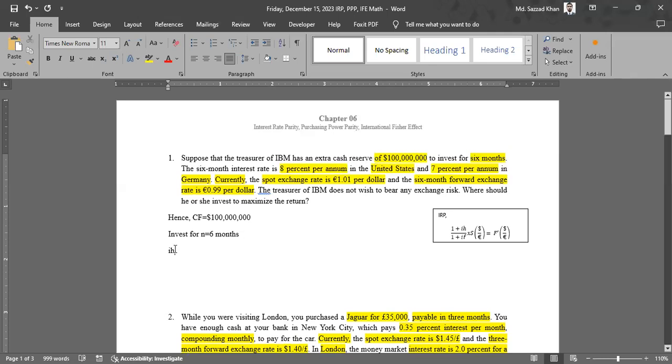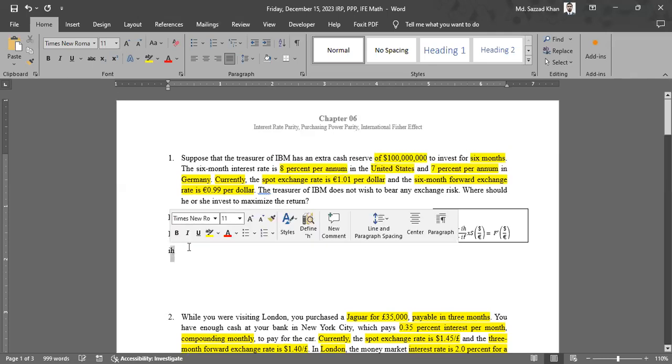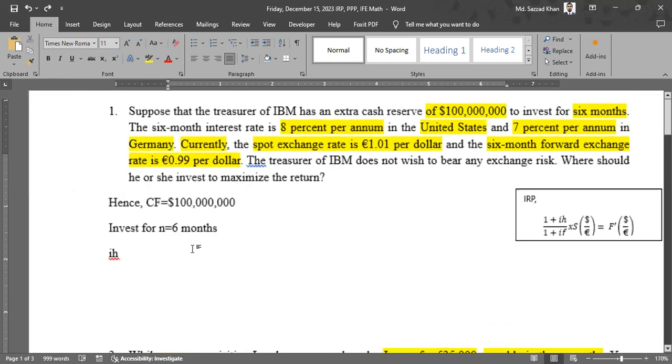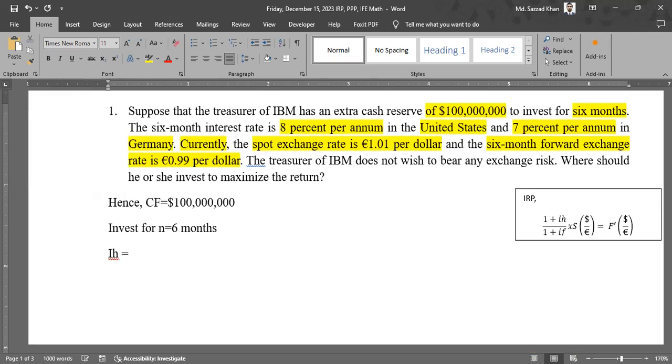IH. Put it as a subscript. Okay, not now. IH is 8%. It is annual, right? Annual. And IF is 7%, which is also annual. Okay.